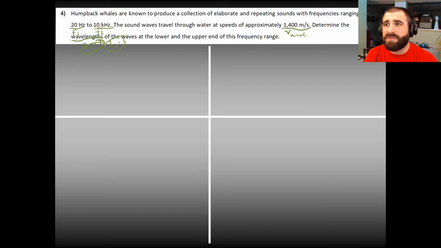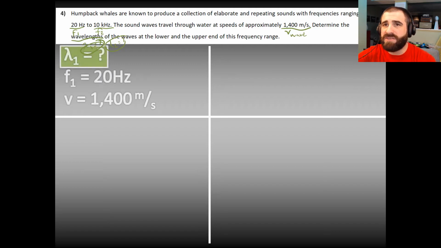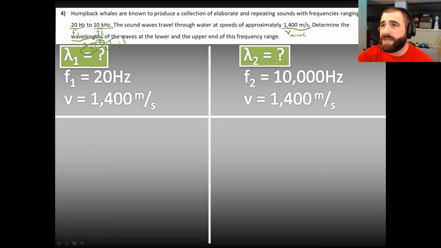So yeah, pretty plug and chug, right? They gave us 2 sets of variables. I just said lambda 1 is what we want to look for, and that's a frequency of 20 hertz, and it's moving at a speed of 1,400. And lambda 2, which has a frequency of 10,000 hertz and a wave speed of 1,400.